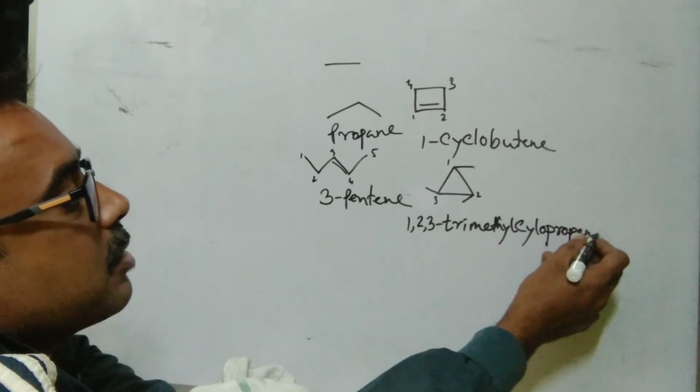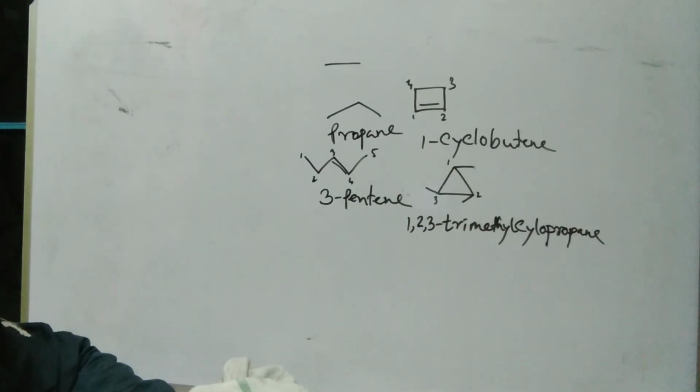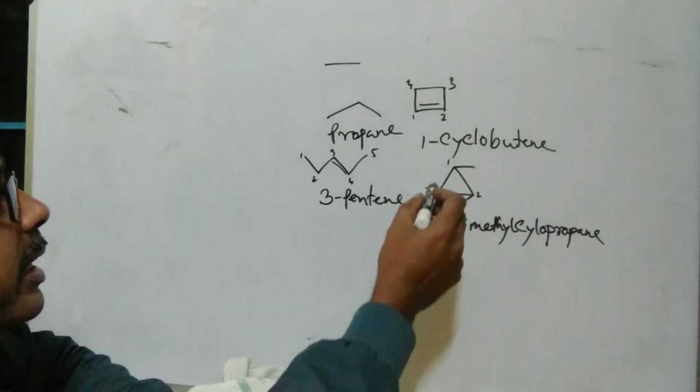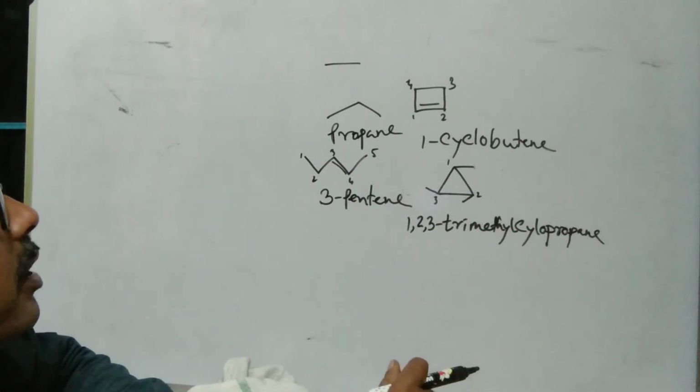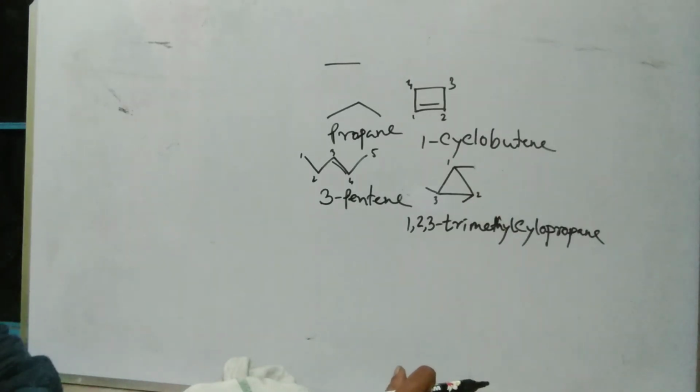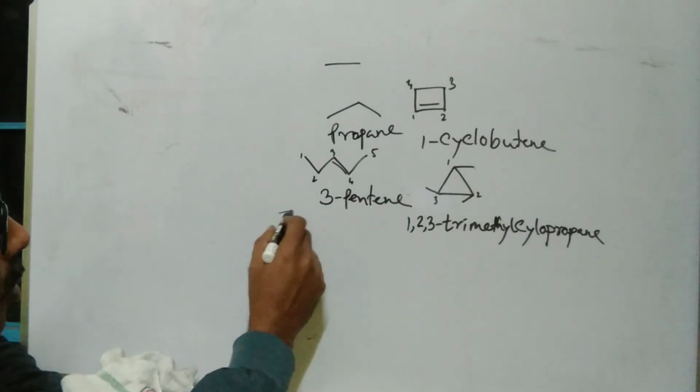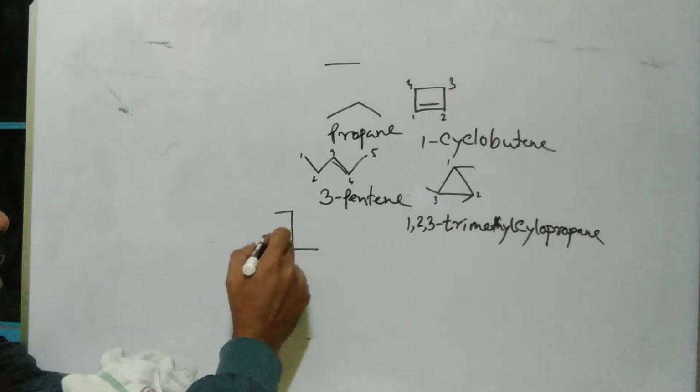And if a double bond is present, then ane will become ene. So this one is 1, 2, 3-trimethylcyclopropane. So what will be the name of this molecule?